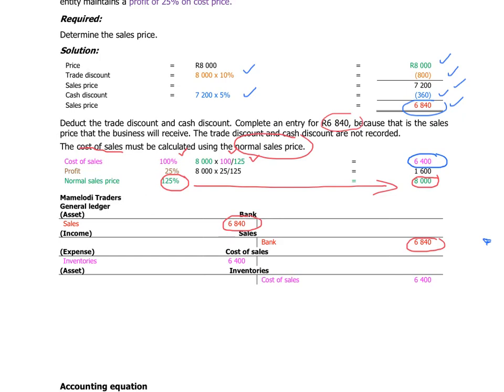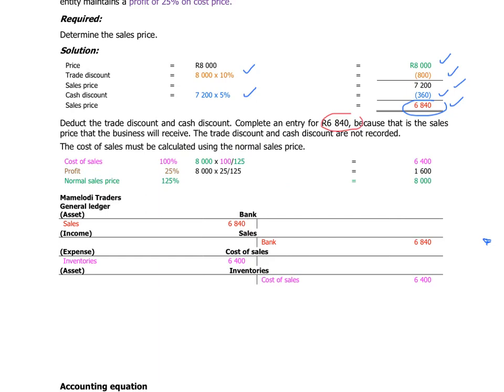Cost of sales is an expense for the business. Expenses increase on the debit side, so I will debit my cost of sales account. Inventories is an asset. I sold goods, so I reduced the amount of goods, so my inventories will decrease on the credit side.